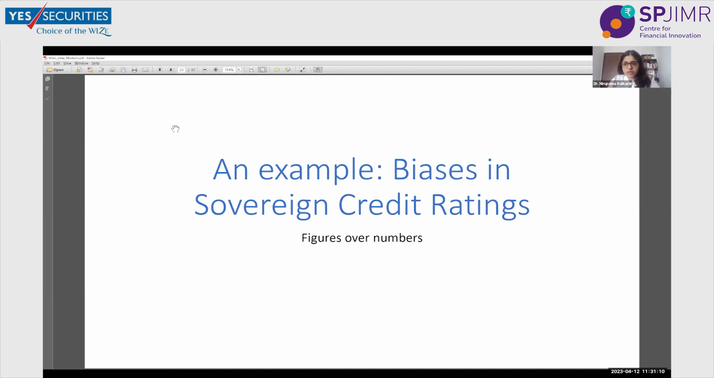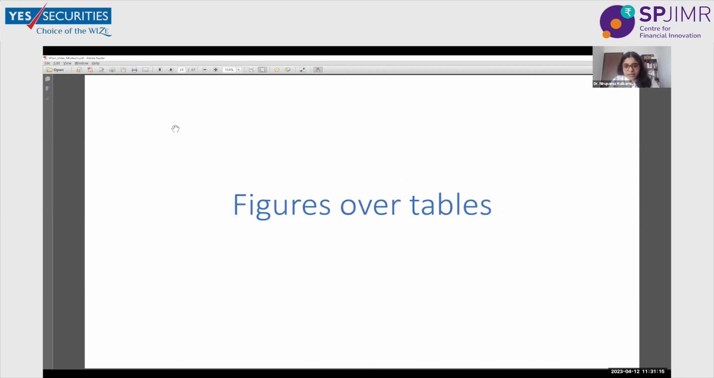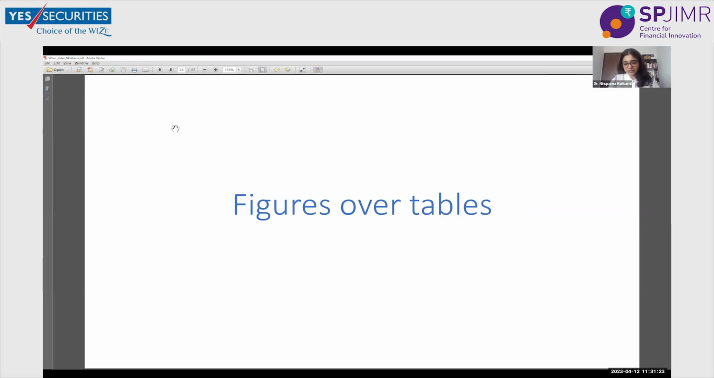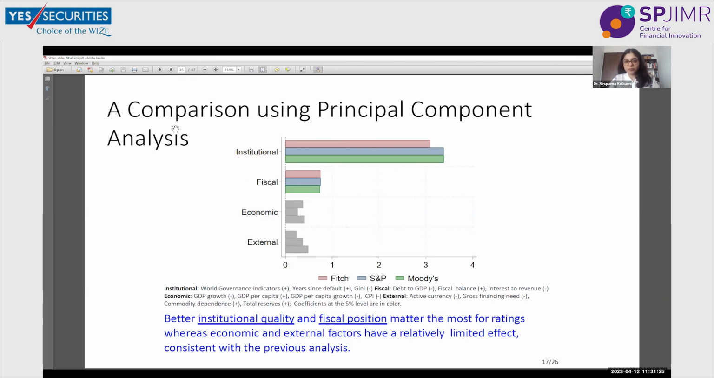Okay, so the first set of presentations that we did was to the RBI, to central bankers, and one of the things that we found useful was to use figures over tables. So, for example, we're using principal component analysis, which, now I think everybody is aware of what it is, but still it doesn't hurt to make it a little bit more accessible.